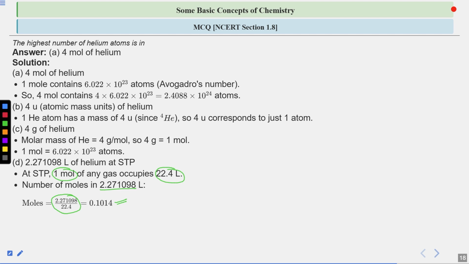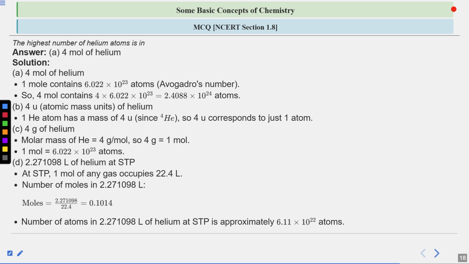Now, what is the number of atoms? It will be 0.104 multiplied by the Na. That will give you 6.11 into 10 to the power 22 atoms. So, anyone has any doubt in this options?